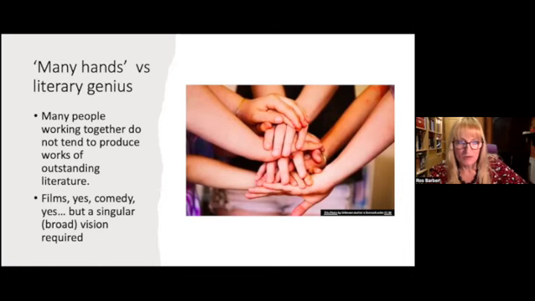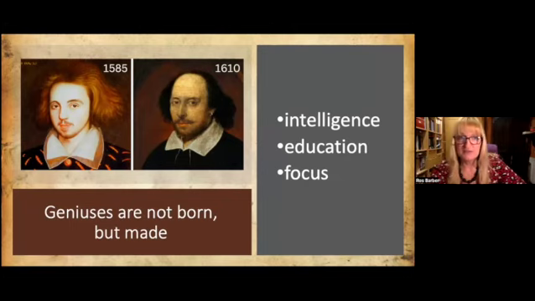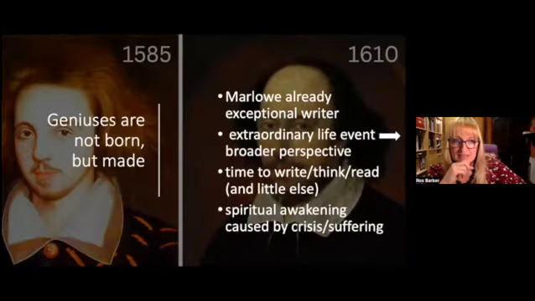that kind of idea. I say that geniuses are not born, but made. And I think the things that make a genius are some kind of innate intelligence, something to build on, and education, and then the ability to focus, intense focus, developing an area of expertise or a skill. What I would say is that Marlowe is already recognized at the age of 29 as being something of a genius of the theatre. He was already an exceptional writer.